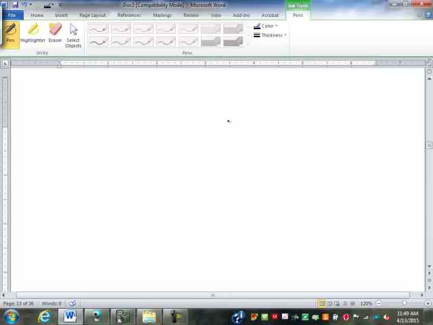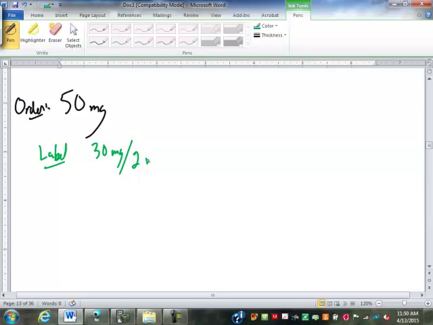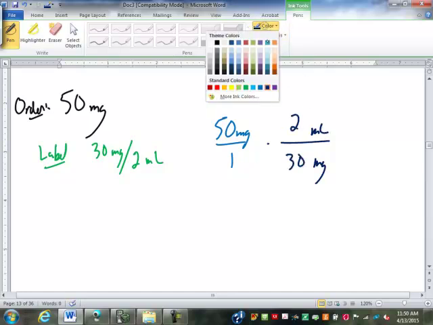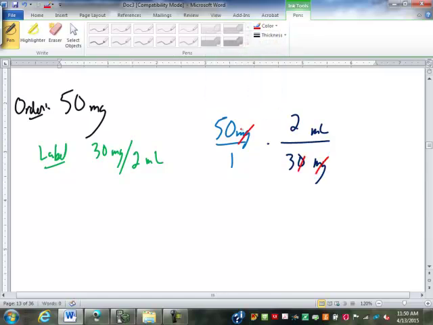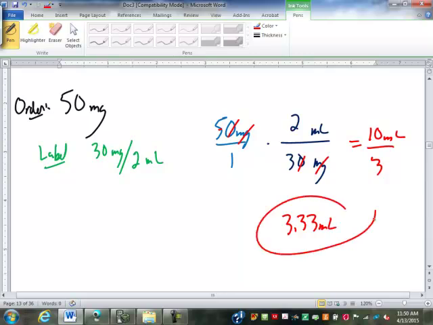50 milligrams of liquid is ordered, so you get 50 milligrams is our order. The on-hand dose, that's our label on the bottle, is 30 milligrams in 2 milliliters. How many milliliters would you give? So 50 milligrams, we'll put it over 1 to make it a fraction. Milligrams will go on bottom so that they cross cancel out. And it is 30 milligrams in 2 milliliters. Milligrams cancel. The 1s cancel. We got 5 times 2 is 10 milliliters over 3, so 3.33 milliliters, or 3 1/3 milliliters.